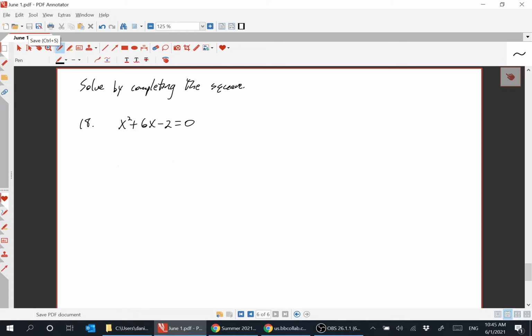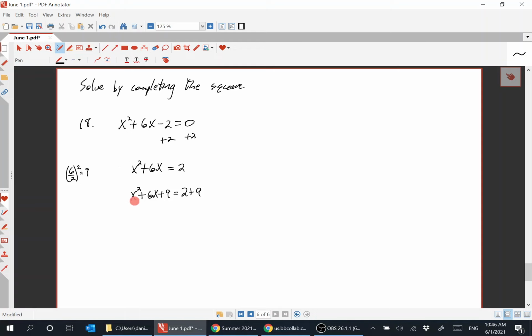So solve by completing the square. With completing the square, you don't want the 0 on the right. You want the constant on the right. So you move that constant over to the right, and you get x squared plus 6x equals 2. Take the coefficient of x, divide by 2, and square it. So 6 divided by 2 is 3, squared is 9. Add 9 to each side of the equation. You have to add 9 to both sides in order to keep the equation balanced.